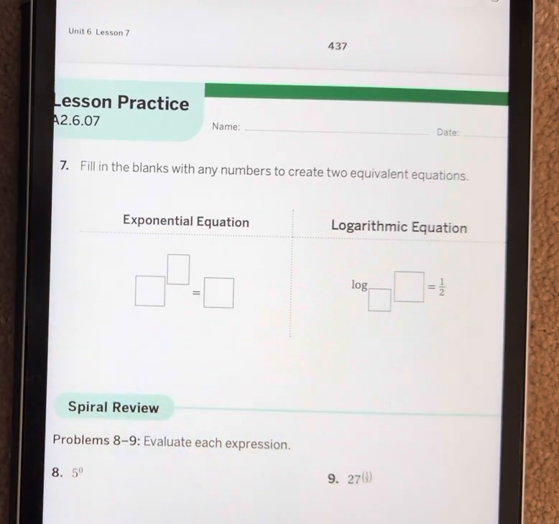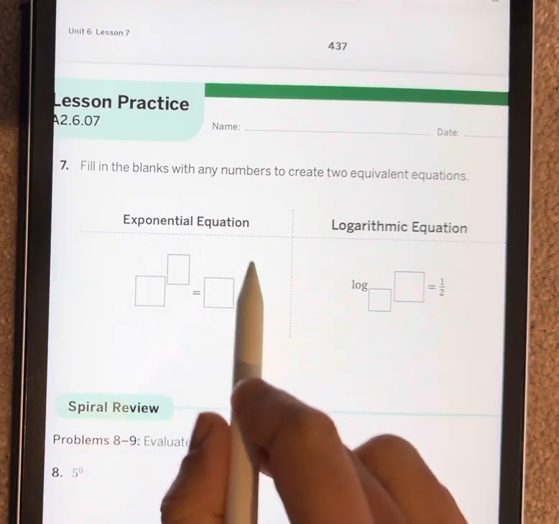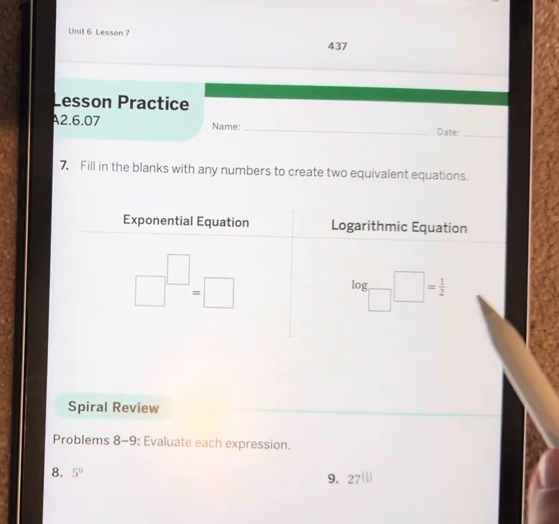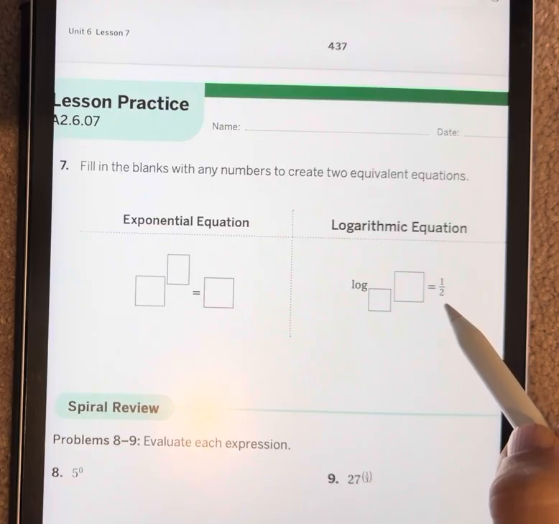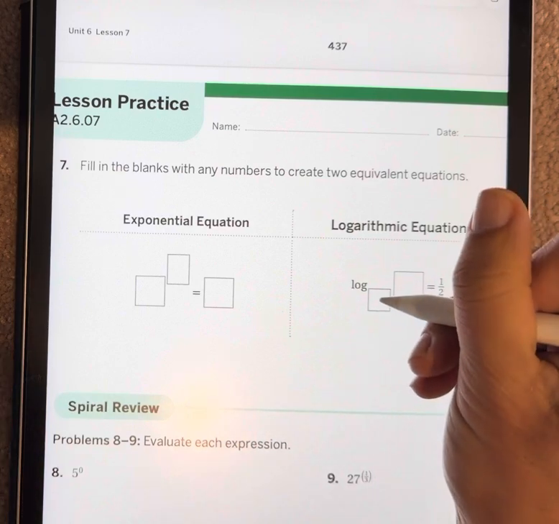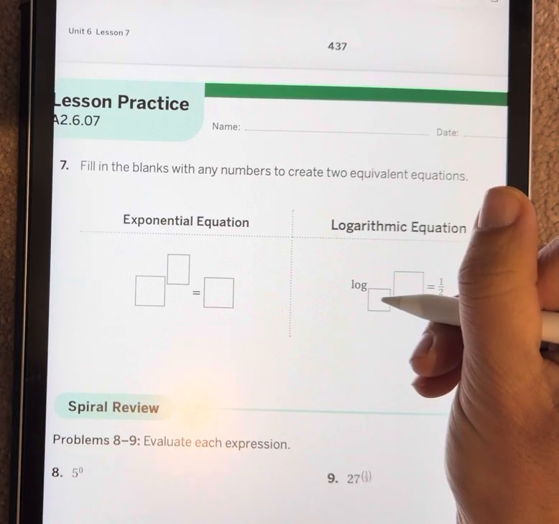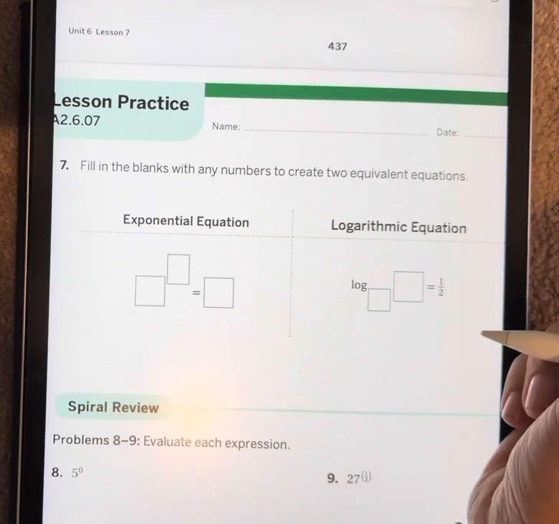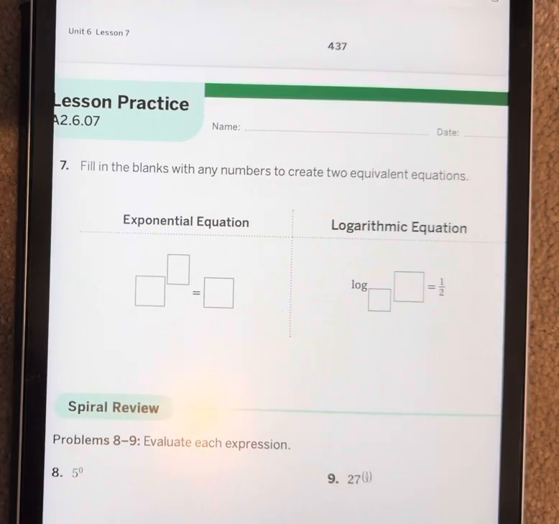We're going to fill in the blanks with any numbers to create two equivalent equations. That's fine. This one gives me no boundaries at all. I can plug in whatever I want. Whereas this one has that 1/2 right there, which tells me I should start here. So I want whatever this is to the power of that to equal that. That's what a log says, right?